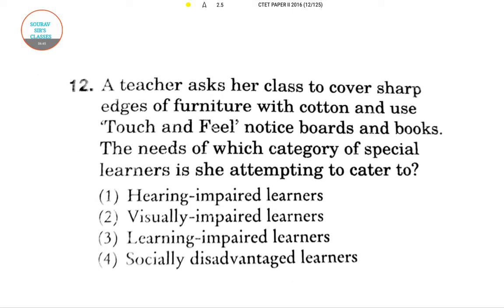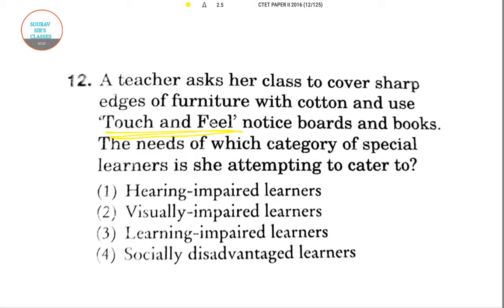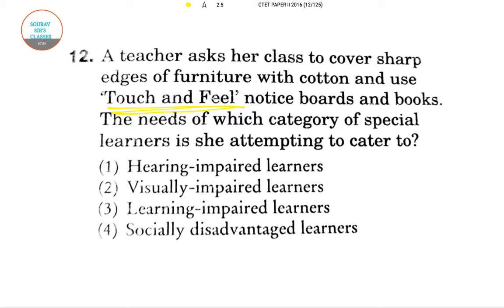Here is the question. A teacher asks her class to cover sharp edges of furniture with cotton and use touch and feel notice boards and books. The needs of which category of special learners is she attempting to cater to? And here again four options are given. Option 1 is saying hearing impaired learner, option 2 visually impaired learner, learning impaired learner and socially disadvantaged learners.